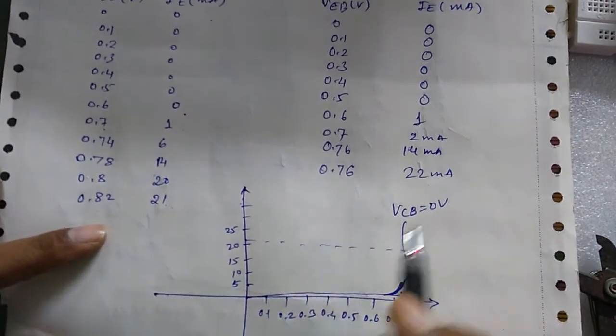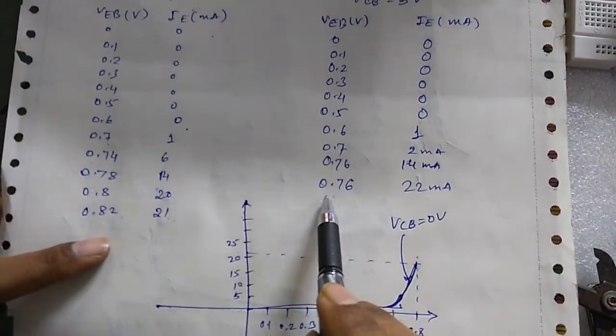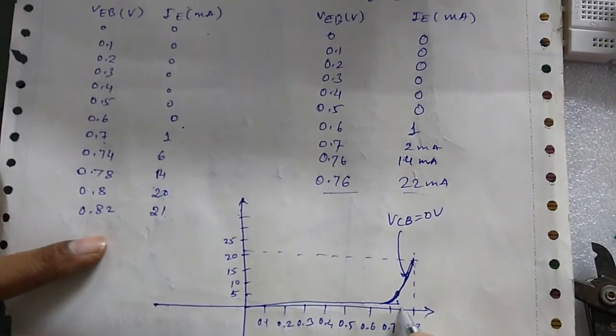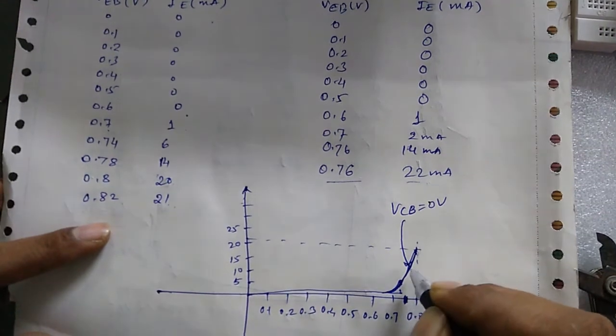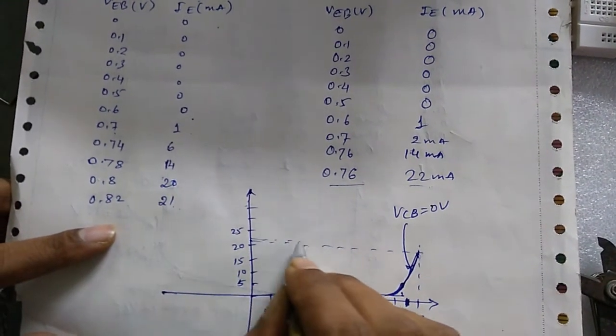Now let us see the case for VCB equals 5 volts. For 0.76 it is 22. So 0.76 is somewhere here and the current is 22.